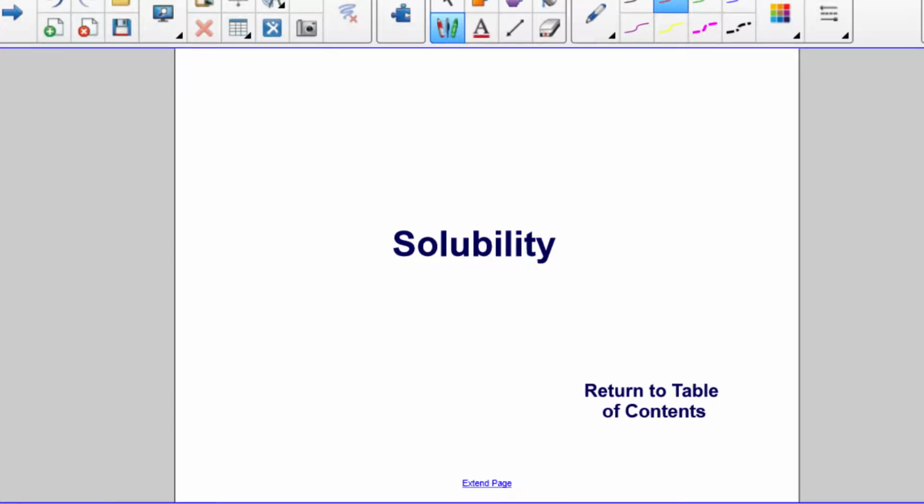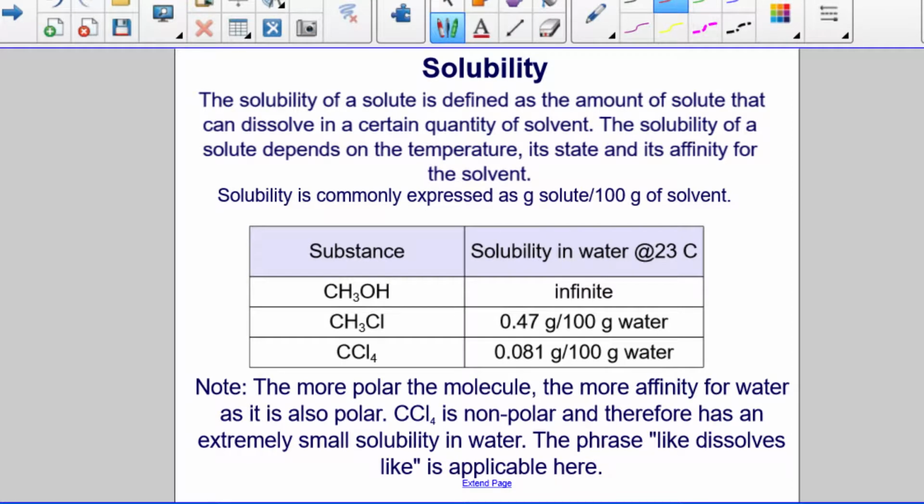This section discusses the solubility of solutes in solvents. So the solubility of a solute in a solution is defined as the amount of solute that can dissolve in a certain quantity of solvent. The solubility of a solute depends on the temperature of the solution, the state of the solute, and its affinity for the solute. We often see solubilities expressed in grams of solute per 100 grams of solvent.